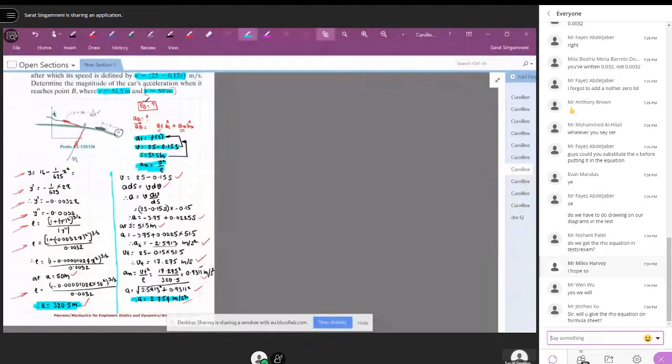Yeah, the rho equation will be given in the exam. You don't need to keep it in your brain. The equation for that rho, which is this equation, will be given. If I give this problem, I'll give you that equation.